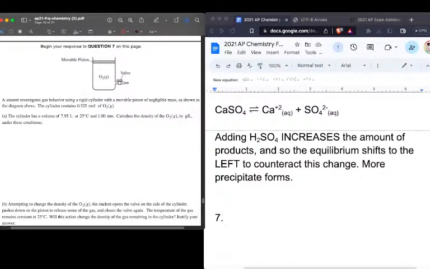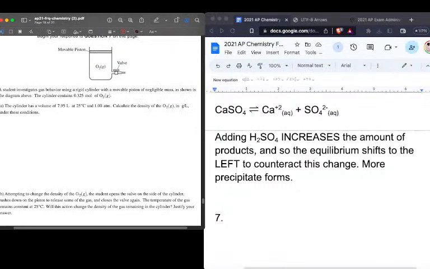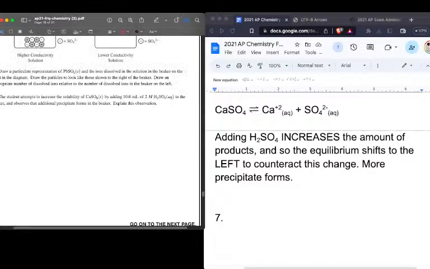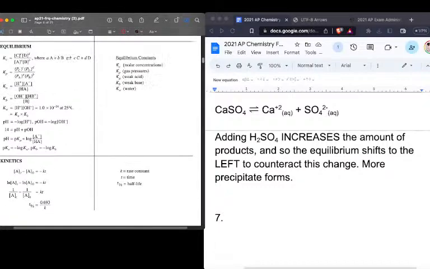A student investigates gas behavior using a rigid cylinder with a movable piston. As shown, the cylinder contains some oxygen. The cylinder has a volume of this. Oh, they gave us volume, temperature, pressure. Calculate the density of the O2 in grams per liter. All right. Well, one obvious way to do this is to just convert that to grams and then divide it by liters. Is there a shortcut for density for gases?